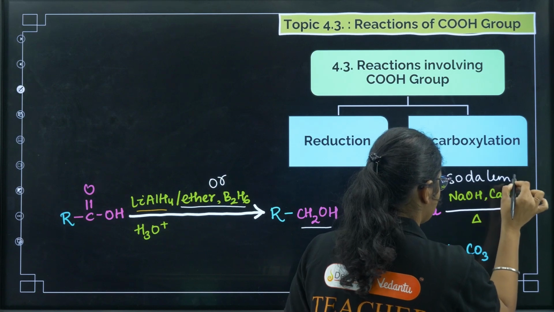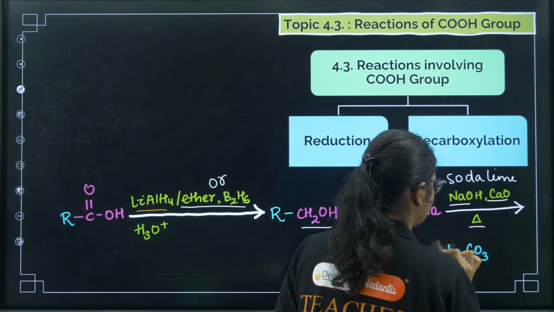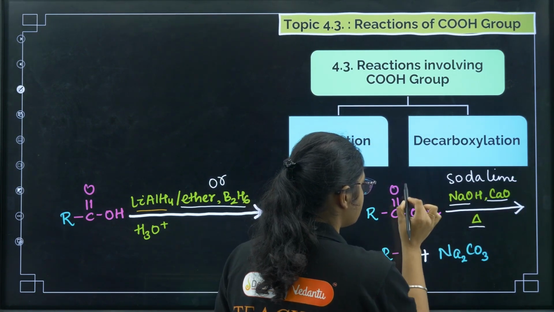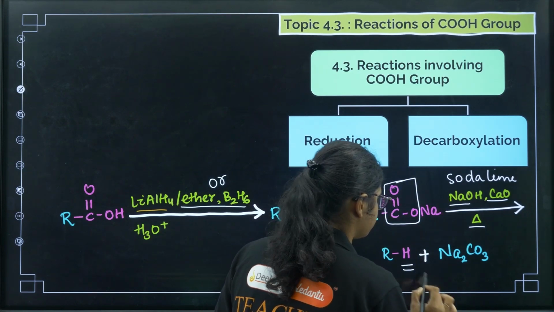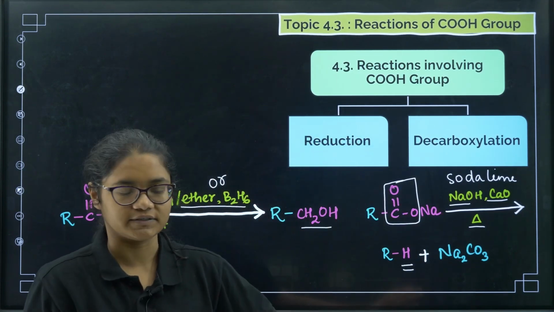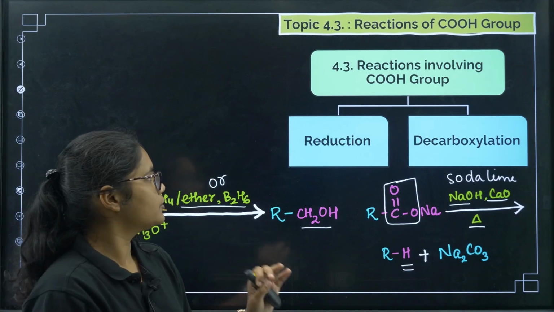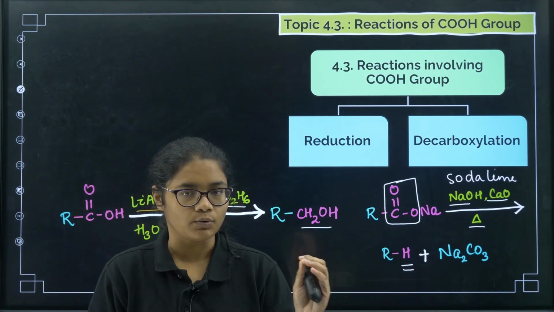Okay. So soda lime, if you know, NaOH, CaO and heating, right? So this one will remove this CO2 group. And here we will get RH plus Na2CO3. So that is what reactions involving COOH group.